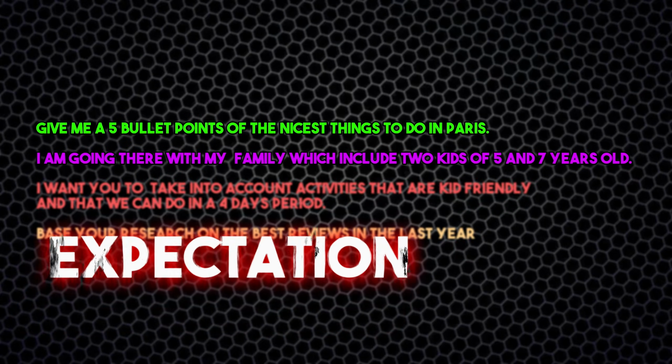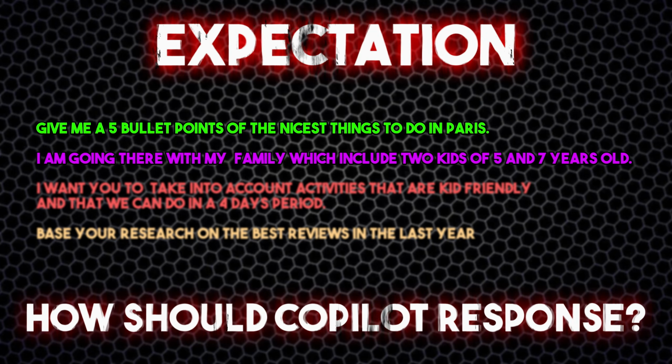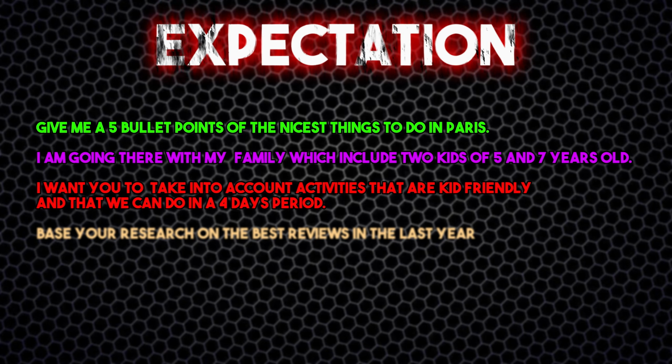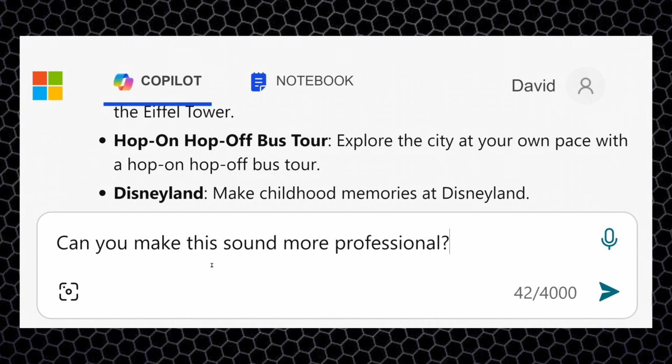The third ingredient of the secret formula is the E for expectation. This tells Copilot how it should respond. For example, I want you to take into account activities that are kid-friendly and that we can do in a 4 day period. If you were prompting in a work context, this could be different. This could be used to set the tone in an email, like I want the email to be more professional or I want the email to be more friendly.